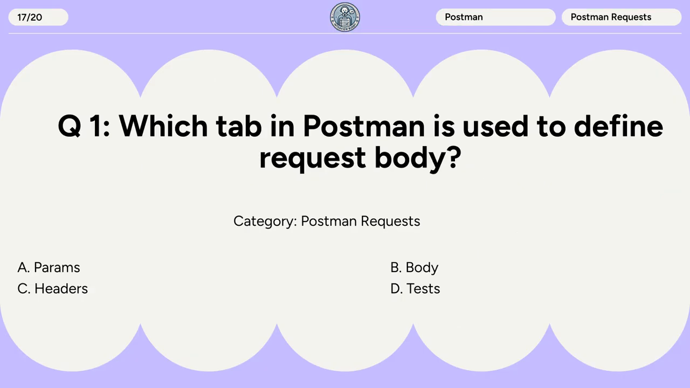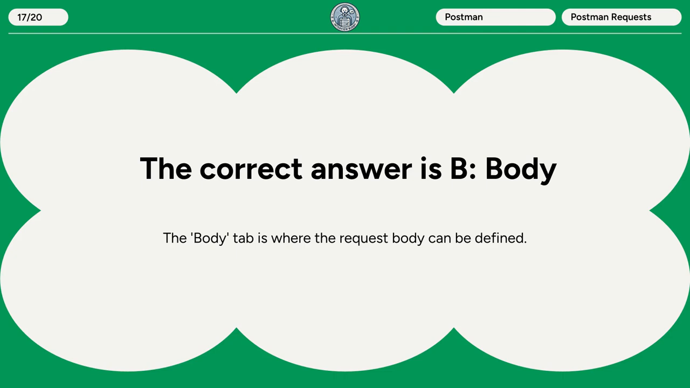Question 17. Which tab in Postman is used to define request body? A. Params. B. Body. C. Headers. D. Tests. The correct answer is B. Body. The Body tab is where the request body can be defined.